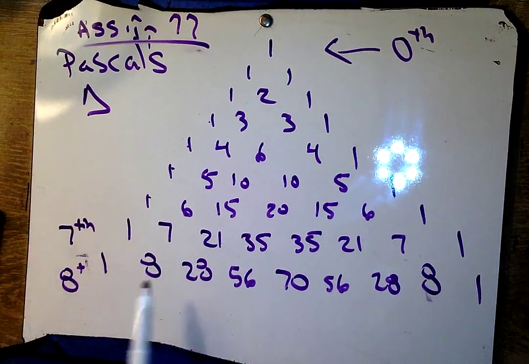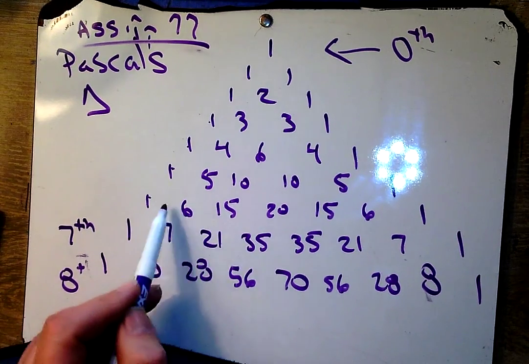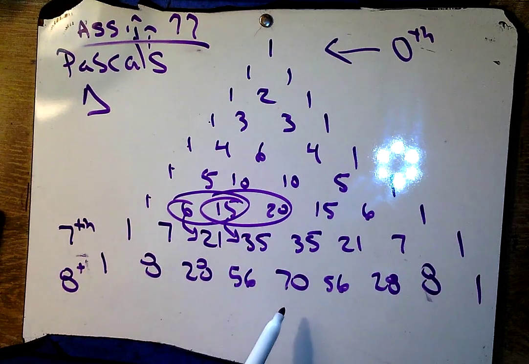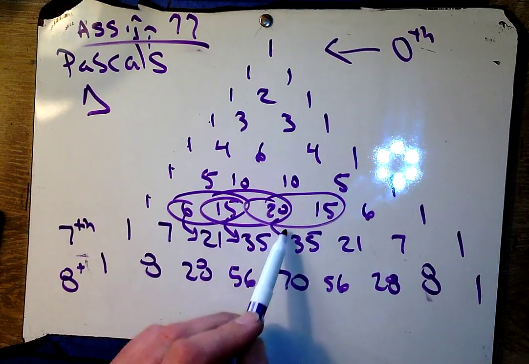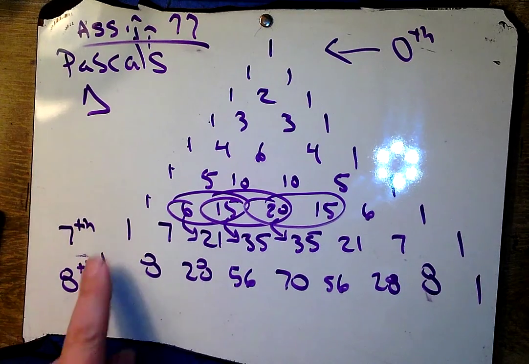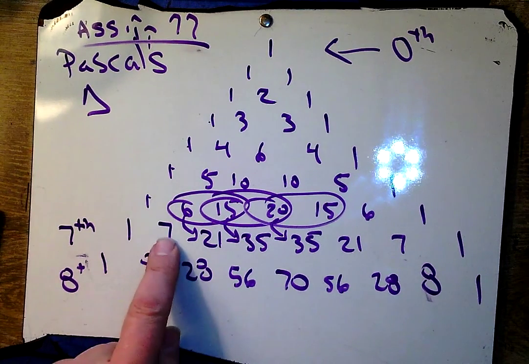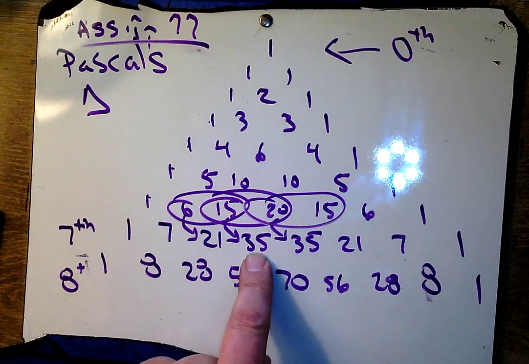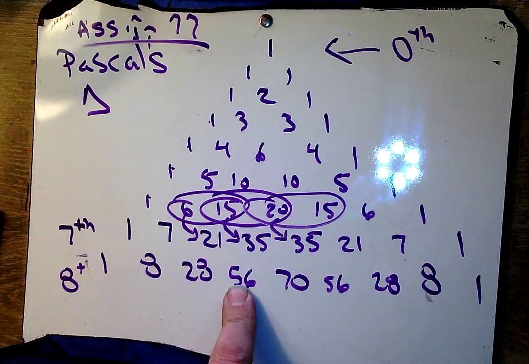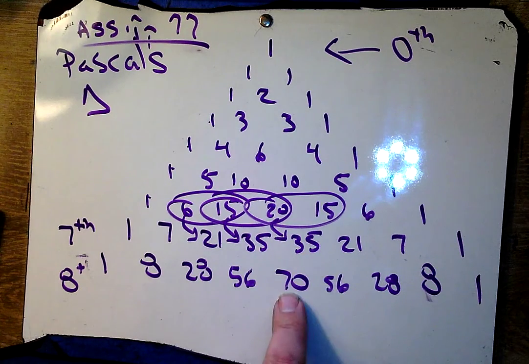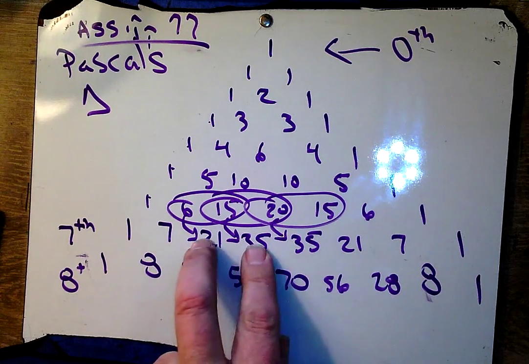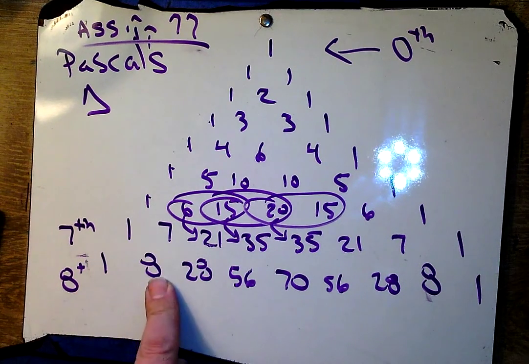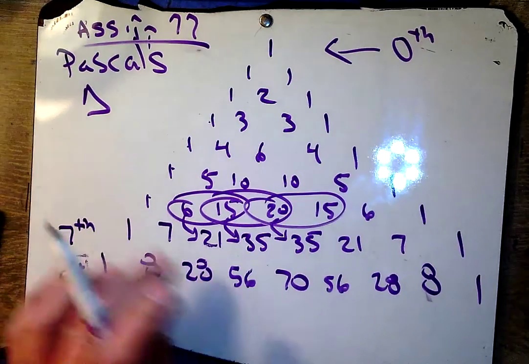Okay, so what did you see? Well, that's right. This plus this equals that. And this plus this equals that. And this plus this equals that. So when I wanted the 8th row, I was adding 1 plus 7 to make 8, 7 plus 21 to make 28, 21 plus 35 to make 56, 35 plus 35 to make 70. So I'm adding these two to make that one, and these two to make that one, and these two to make that one. And so I could write out Pascal's triangle.